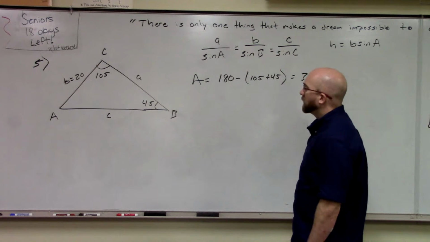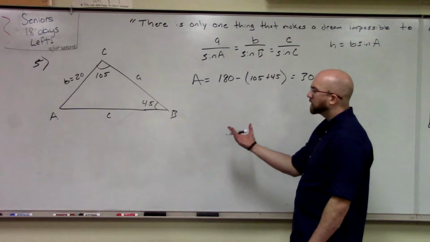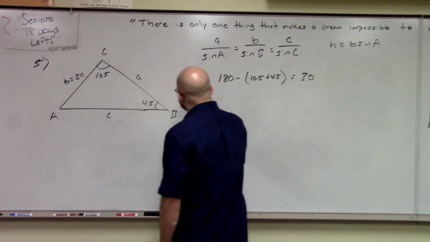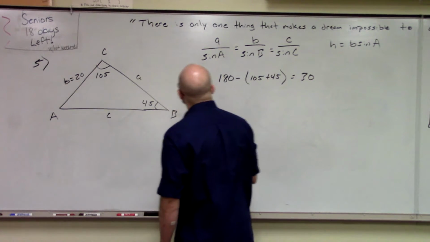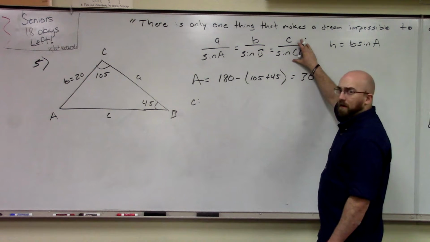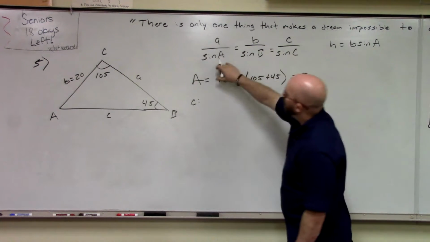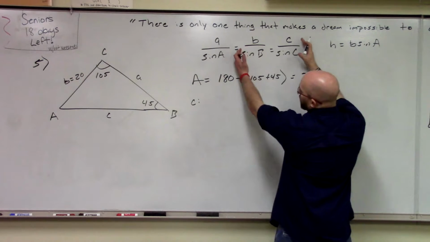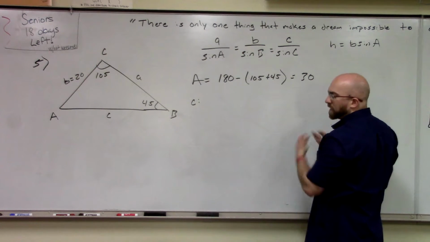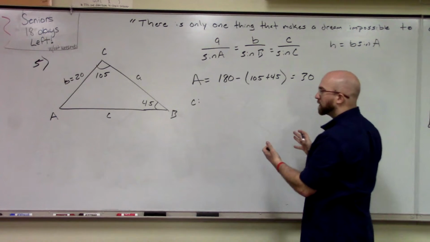Alright, so now let's just pick one. Let's find little c. If I look at my formula, I'm going to use this proportion the entire time doing law of sines. So let's plug in what I have. If you see, they're all equal to each other. So if I just take two of them and plug them in, that's all I need. I don't need all three to find the answer. I only need two of them at least.